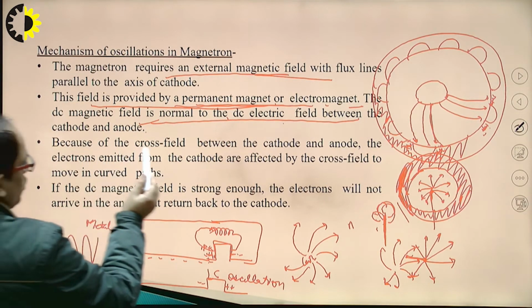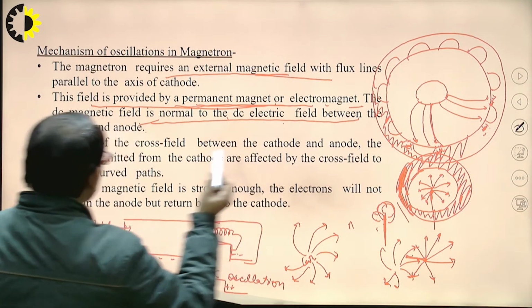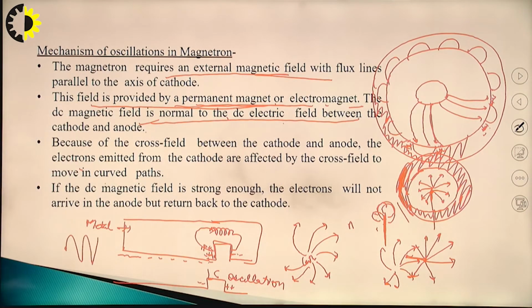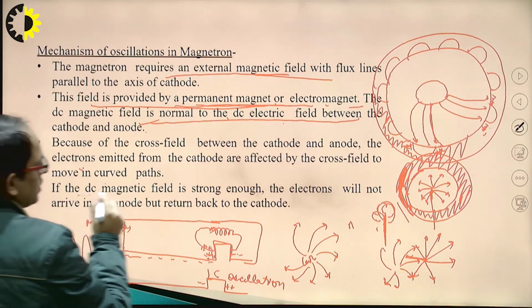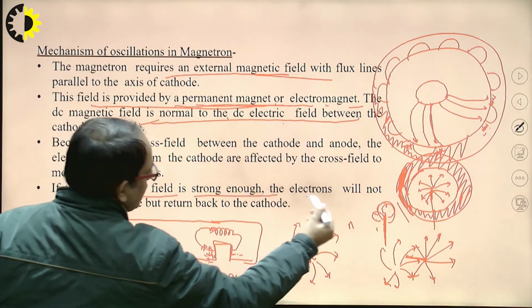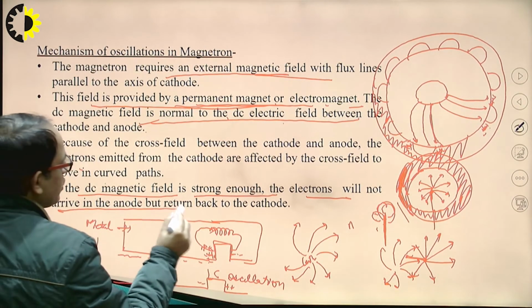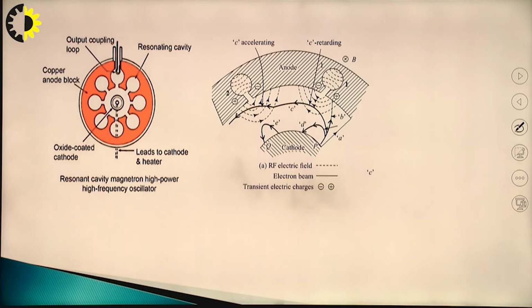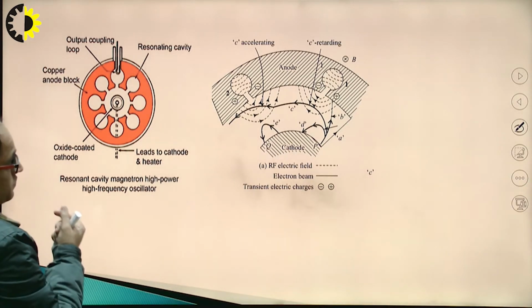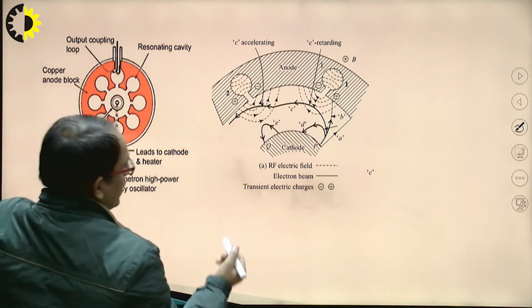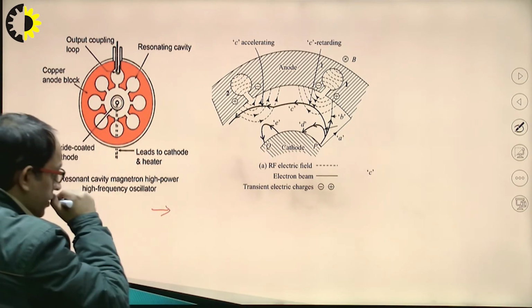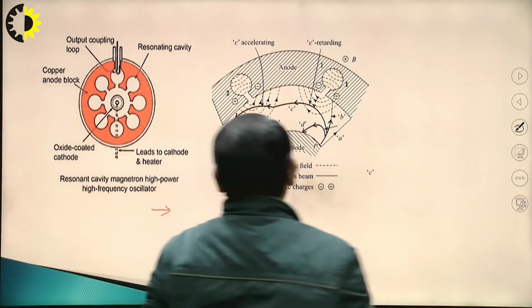Because of the crossed field between the cathode and anode, the electrons emitted from the cathode are affected by the crossed field and move in a curved path. If this DC magnetic field is strong enough, the electrons will not arrive at the anode but return to the cathode. Now see this: if I am providing an RF field, clear? If the RF field is strong enough, now see this one.